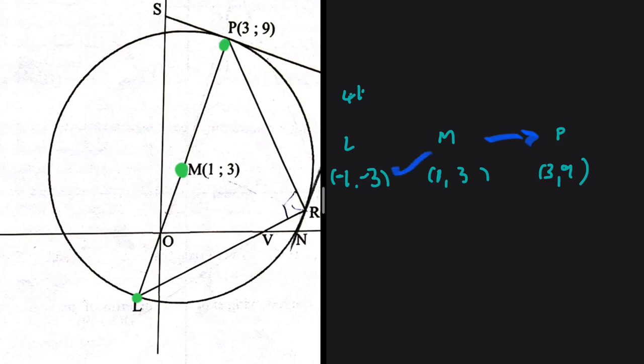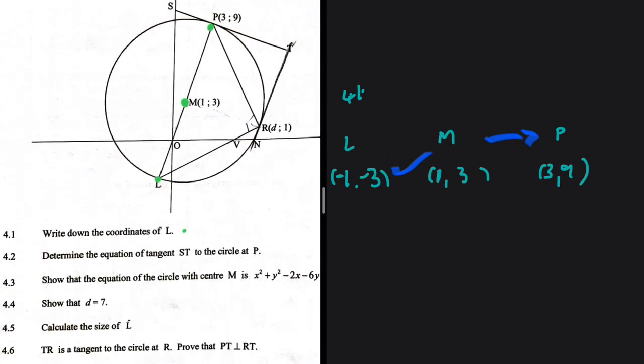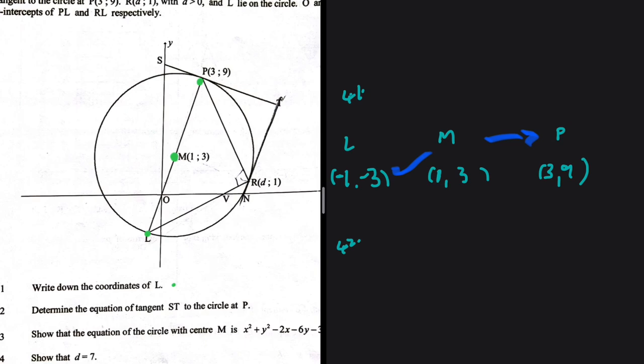Obviously, you can use the midpoint theorem also and find the coordinates of L. But anyway, let's take a look at 4.2. Determine the equation of tangent ST to the circle at P.